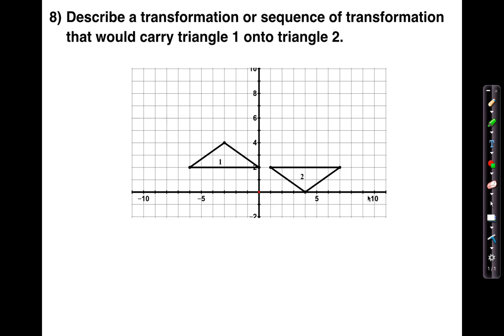Number 8, describe a transformation or sequence of transformations that would carry triangle 1 onto triangle 2. So once again, go ahead and pause the video and try this one by yourself.